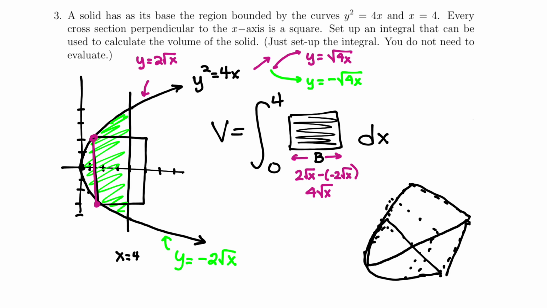To get the area, what do we do for the area of a square? We just take the base times itself, right? Base squared. So the area for this shape is base squared. And so if we put this all together, we should be integrating from 0 to 4, 4 square root of x squared dx.